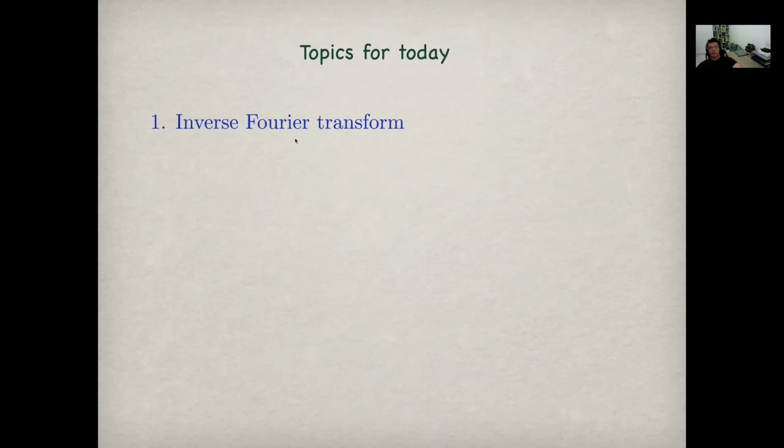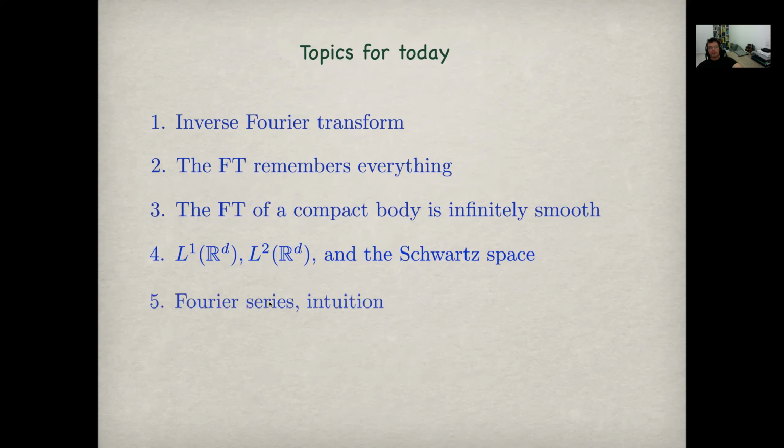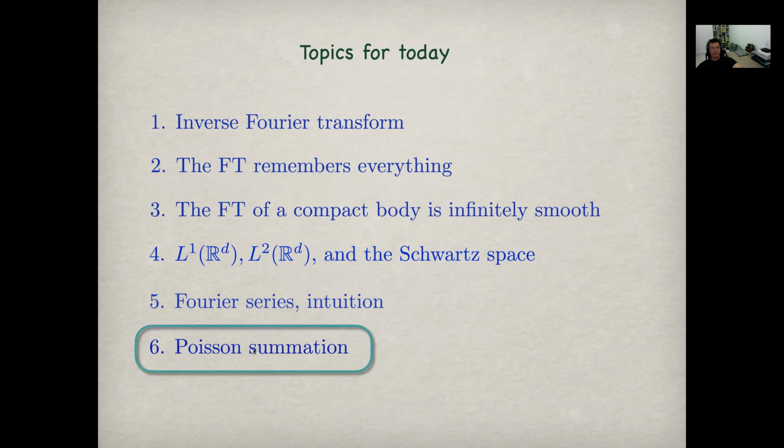For today, let's see what we have for you. The inverse Fourier transform, very important. The FT remembers everything. It's a complete invariant on the space of polytopes. Let's see, the FT of a compact body is infinitely smooth. Well, all these are very nice properties of the FT that make it a very, very nice choice of operator. These are very common function spaces that we finally have to get used to. A very quick intuitive introduction to Fourier series in dimension 1 and dimension D. So this will be a blaze through 200 years. And finally, the very all-important Poisson summation formula, and we'll prove this rigorously and in detail today. All right, let's get started.